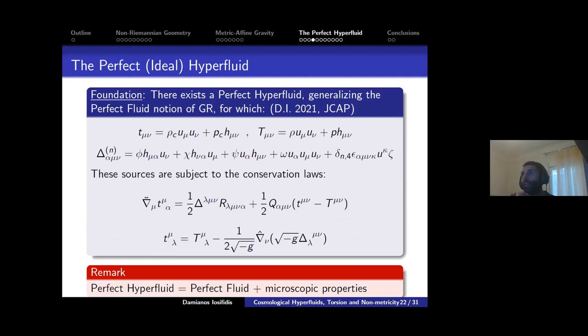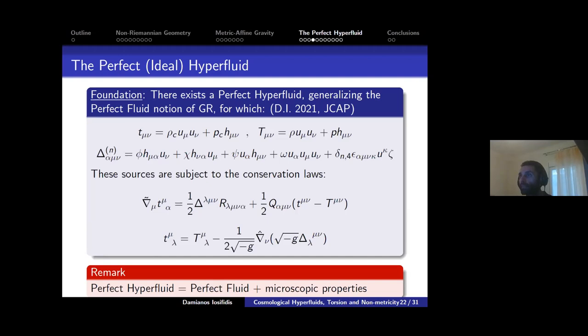So let us first postulate the perfect hyperfluid. To recap everything, we have the hyperfluid, which is a generalized version of the perfect fluid notion of GR, for which the canonical energy momentum doesn't take this form, the metrical is this one, and we have also the hypermomentum tensor, which has this form.